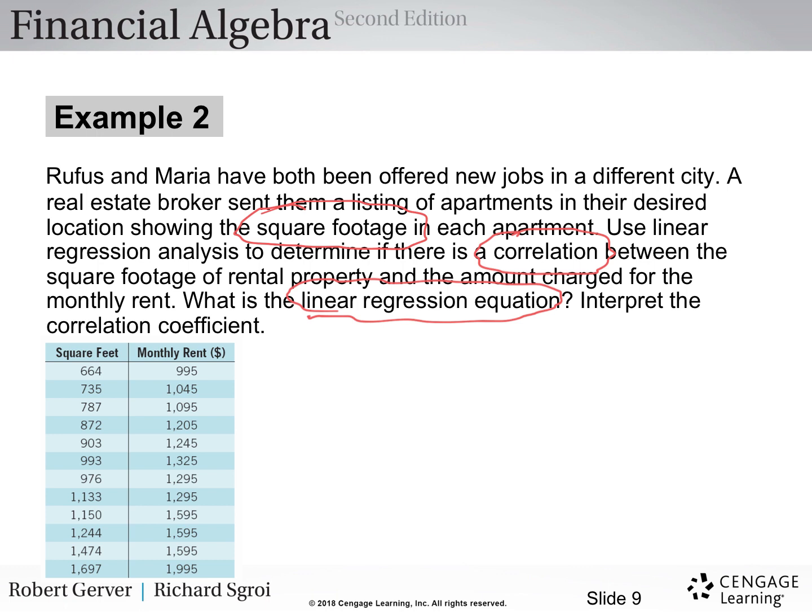So here we've created a table. The left column indicates square footage of each apartment, in other words, how big each apartment is. The right column indicates the monthly rent for each of those apartments. So on the left, we've got square footage. On the right, we've got the corresponding monthly rent.